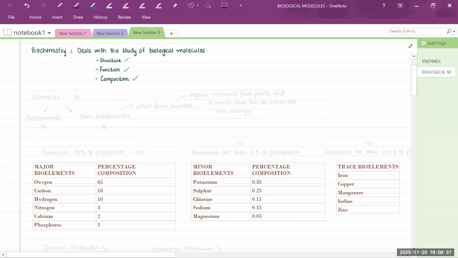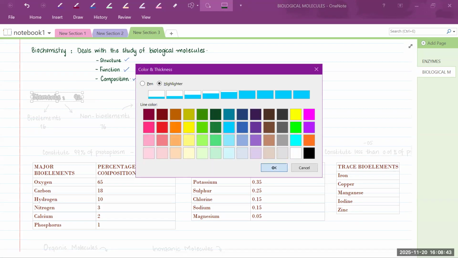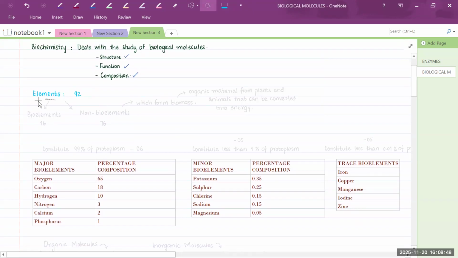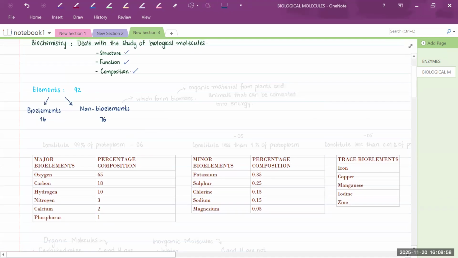We have in biology around 92 elements that are mentioned, but don't worry, you guys don't have to memorize those. Among these 92 elements, we have bioelements and we have non-bioelements. How many bioelements are there? There are 16 bioelements and 76 non-bioelements.